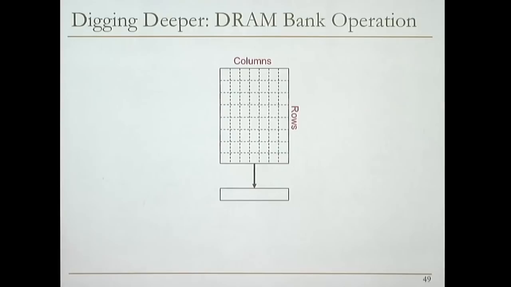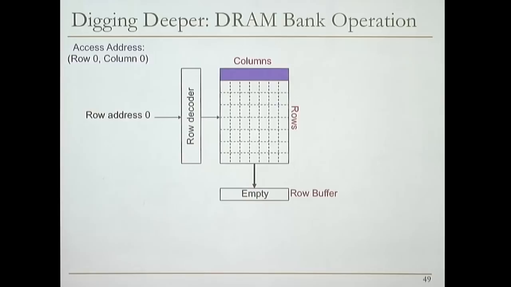But there is something called a row buffer where data needs to be brought into to be able to read a row. So whenever you read, you actually read an entire row, let's say 8 kilobytes of data. Initially, this row buffer is empty. And let's say you want to access an address at row 0, column 0. The processor requests that. It sends this access to the memory controller. The memory controller sends the row address to DRAM. And the DRAM reads that row, which brings the data into the row buffer.